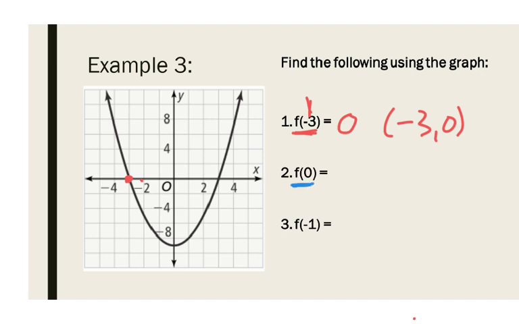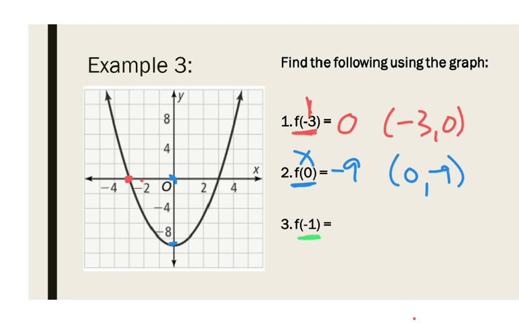The next one, we have f of 0. So once again, this number in here represents your x. So if I go on the x-axis to 0, I'm right there. But this time I'm going to have to go down before I touch the U shape. And if I go straight down from where I am, I touch the U shape right there. That y value looks like negative 9. So my ordered pair here is 0 and then negative 9.